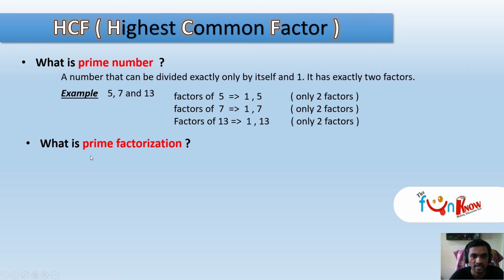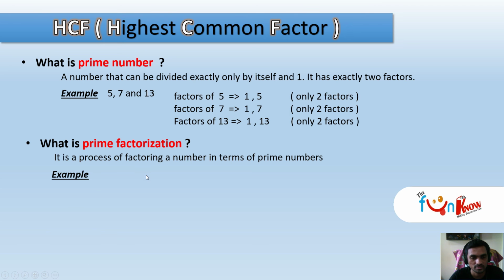So what is prime factorization? These are concepts which you need to understand HCF much better. Prime factorization is the process of factoring a number in terms of prime numbers. In this example, the prime factorization of 35 is 5 and 7. 5 multiplied by 7 is 35. That's how we find it.